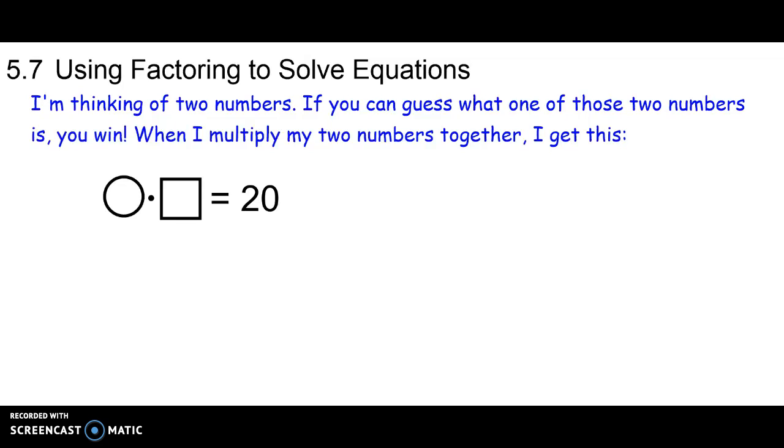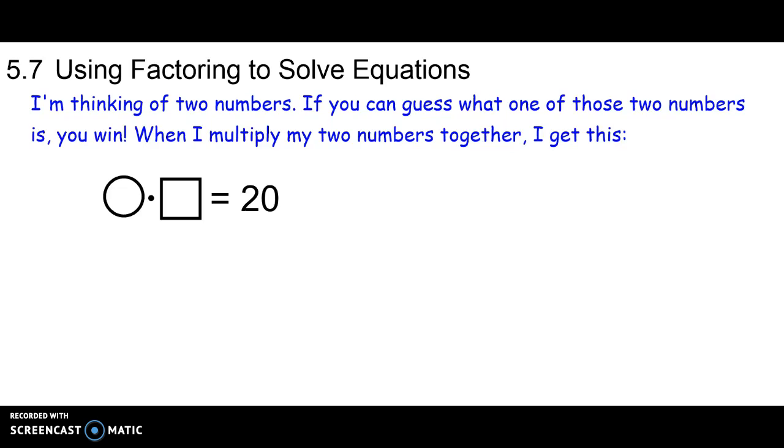Here in section 5.7, we're going to start learning to use factoring to actually do things. In particular, we're going to learn to use factoring to solve equations. We're not going to start off with equations, though. We're going to start off with a little mental exercise to focus you on a key idea that you probably already know, but you haven't really put into words yet.